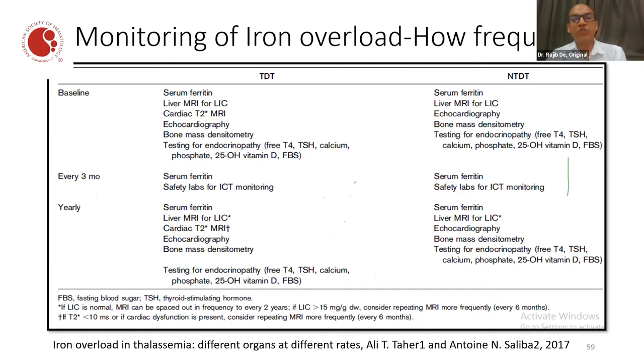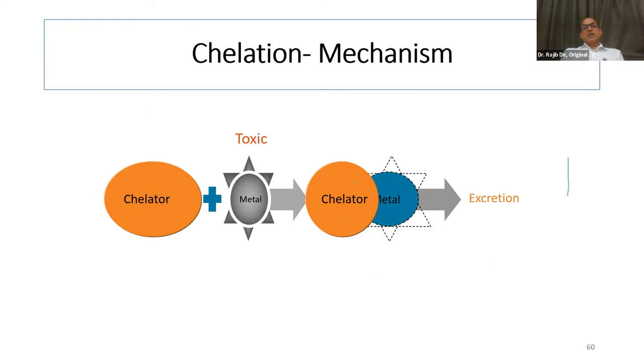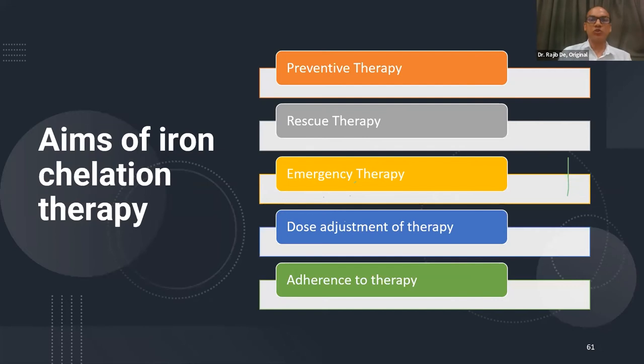And this is the monitoring of iron overload. This recommendation needs to be followed every 3 months by serum ferritin, and every 6 months to 1 year by liver iron concentration MRI. Now chelation. So what is the principle of chelation? Chelation is nothing but we bind the labile metal with a chelator and form a metal chelator complex, which is a safe, non-toxic complex, and it is excreted either by stool or urine or both.